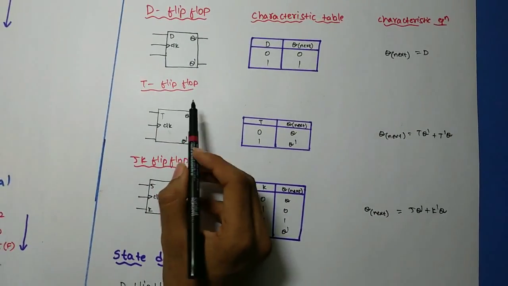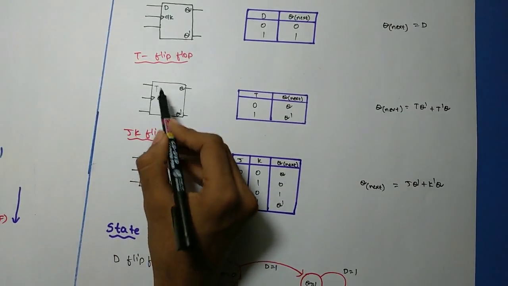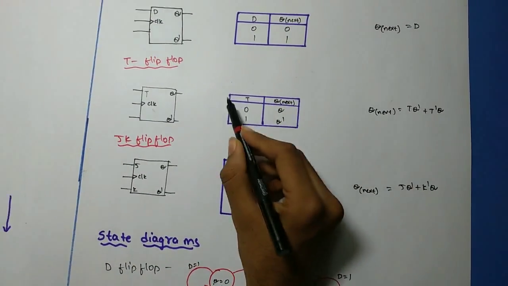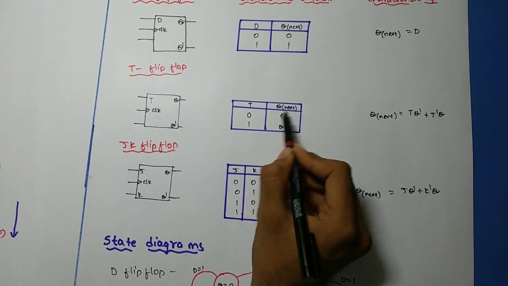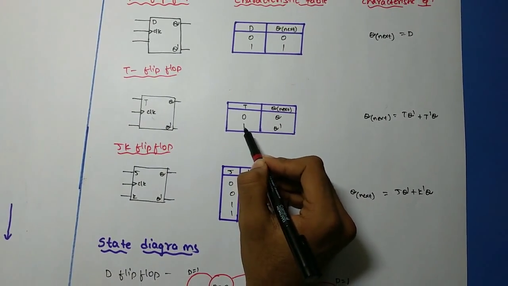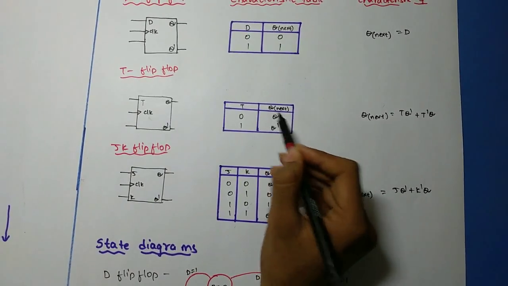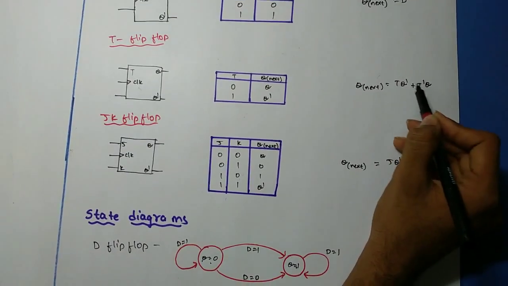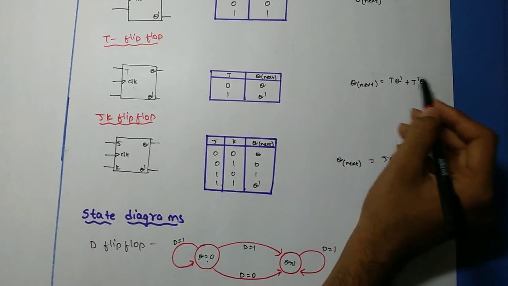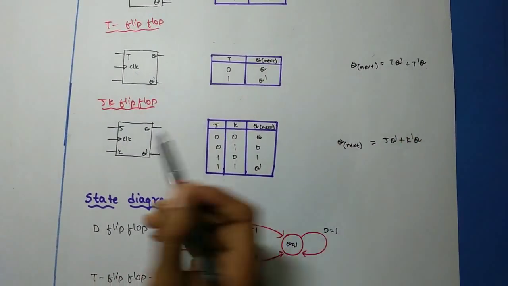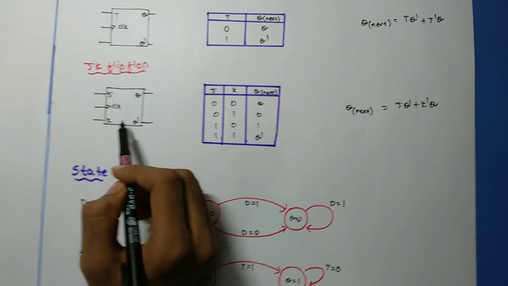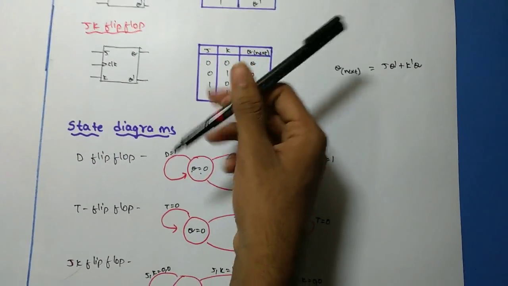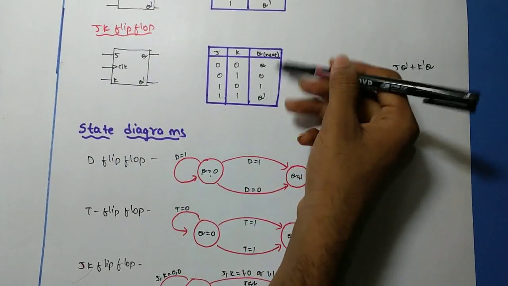For the T flip-flop, the state diagram is this, and we attach a clock for this. The characteristic table for the T flip-flop is: first we take 0 and 1 as the input, so we get Q and Q dash as the Q next. From this, Q next is equal to T Q dash plus T dash Q. This is the final characteristic equation. For the JK flip-flop, the diagram is this, and this is the characteristic table. Here we have four input values, so we get the 4 output values.